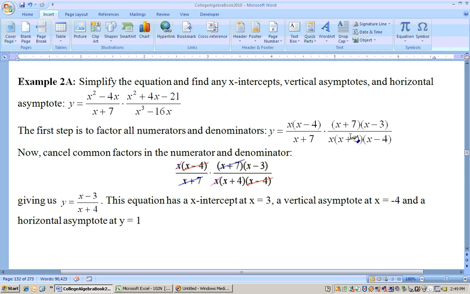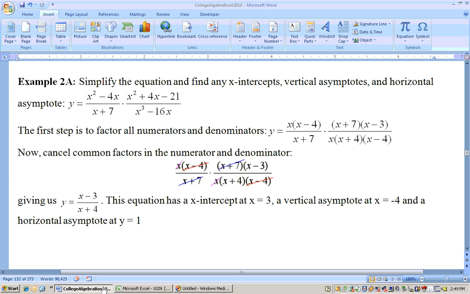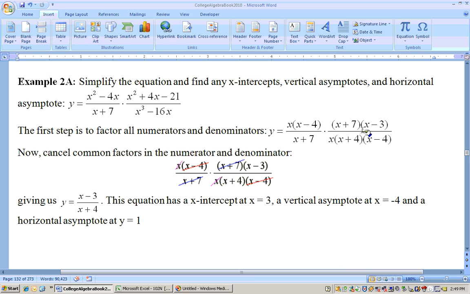Now, if you have trouble factoring trinomials like this one, x squared plus 4x minus 21, you can do that on the poly sheet. On the right-hand side of it, it has a place for factoring polynomials. Like, for example, that expression, x squared plus 4x minus 21, and this is what it factors into: x plus 7, x minus 3. And that's what we actually had there, x plus 7, x minus 3.